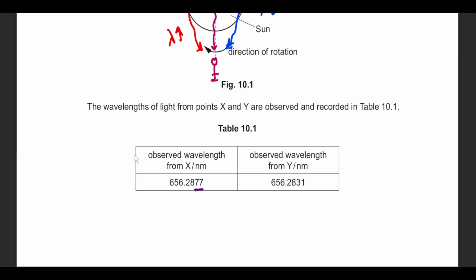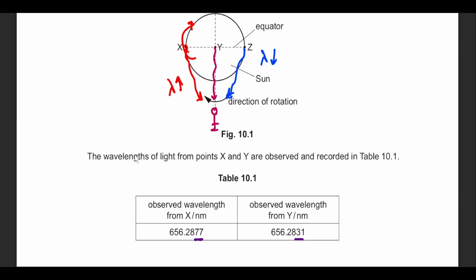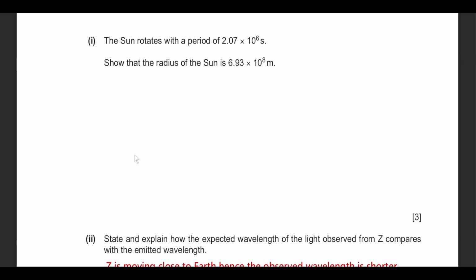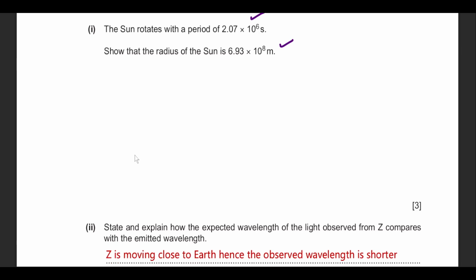You see, it is 656.2877 and 656.2831 as opposed to this one. So you can link that the wavelength observed from Y is the true wavelength. From X it is Doppler shifted, and from Z it would also be Doppler shifted. But let's see how that goes. The sun rotates with this speed, radius is this. He says show that the radius is this. Let's try this question. So first we need to find out the speed.